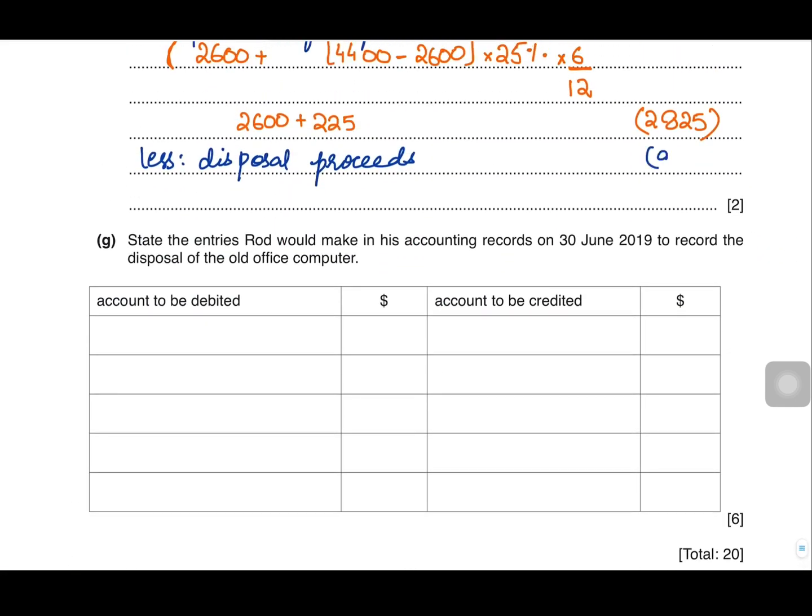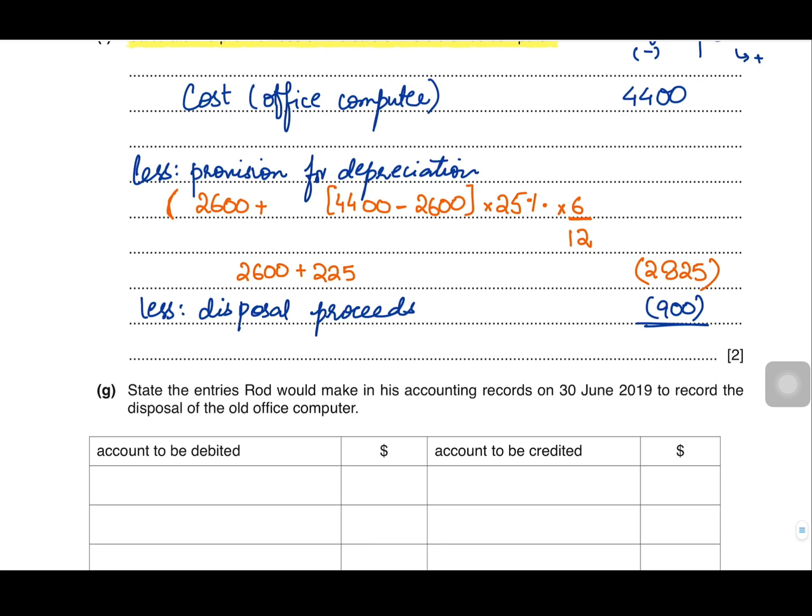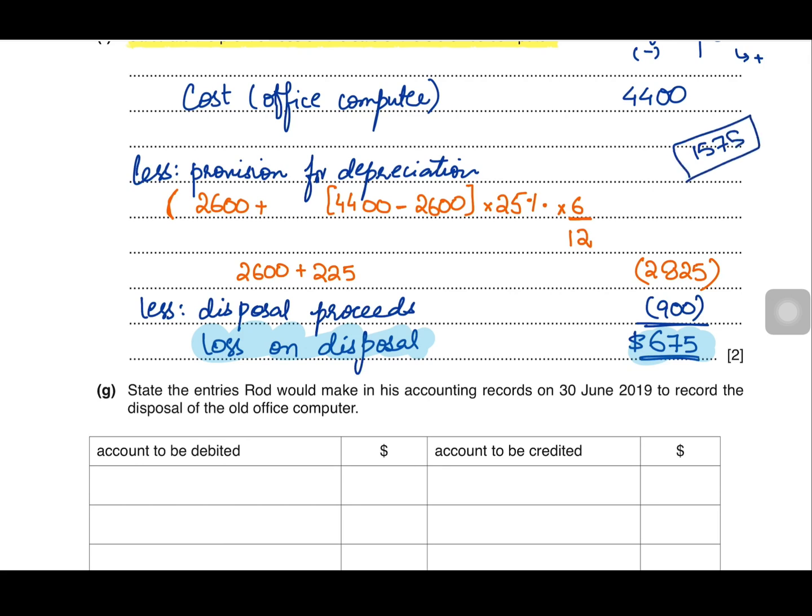So subtract $900 as well, and then 4400 less 2825 less 900 would be a positive figure, and that is what? $675, and that is what? A loss on disposal, right? Why is that a loss? This is because what was the net book value at the time of its disposal? 4400 less 2825. The net book value is 1575, right? So this was the value at the end of its useful life. However, we just sold it for $900, so we earned less from its sale. That is why there is a loss.